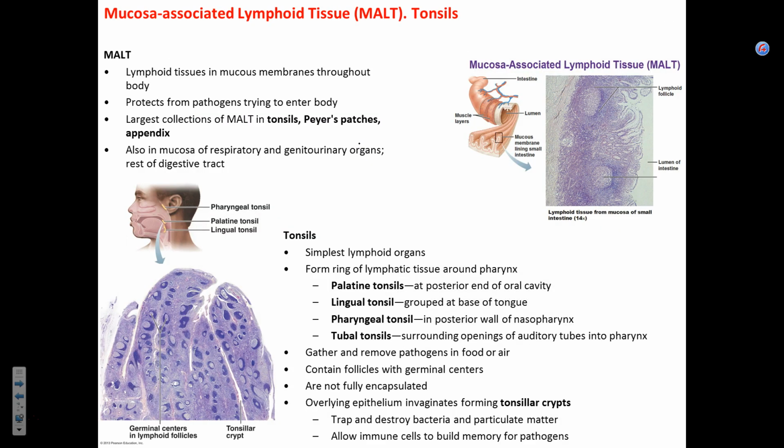Now, MALT, mucosa-associated lymphoid tissues. That's what Peyer's patches are that you may have heard of for the first time, tonsils, okay? It's still a follicular lymphoid tissue, okay?